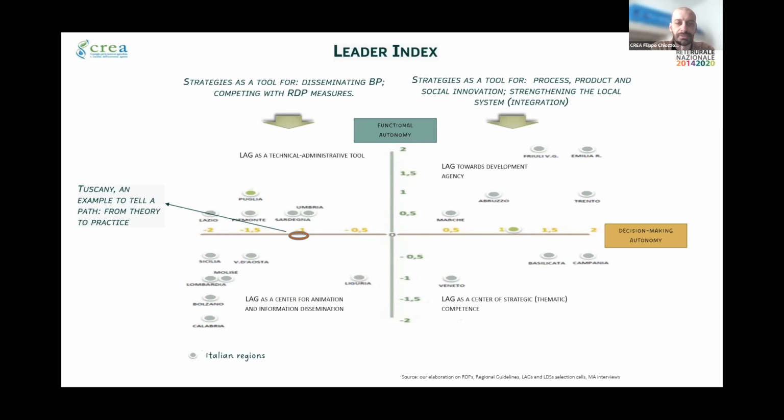And so to simplify, let's say that in the left part of the graph, you find the regions and the managing authorities in which the LEGs must replicate on a small scale the RDP system. While on the right, you see the regions whose LEGs act more like a territorial development agency.